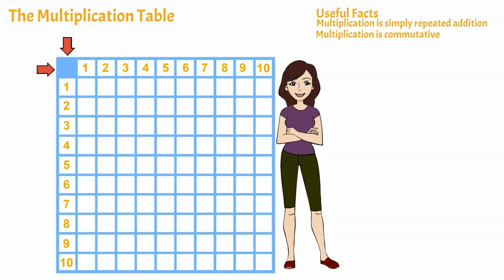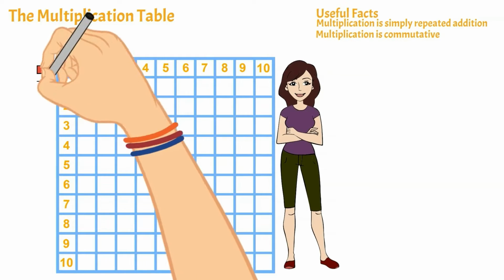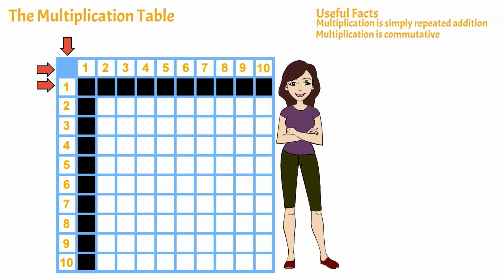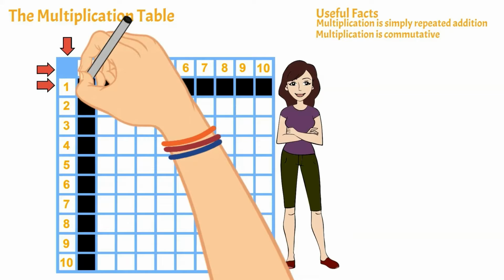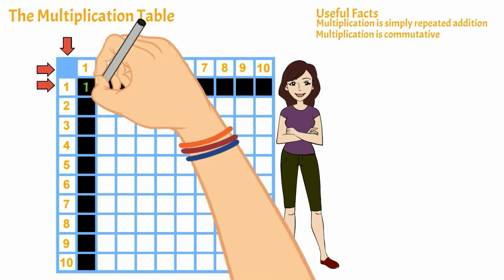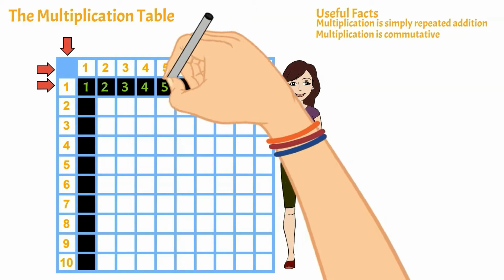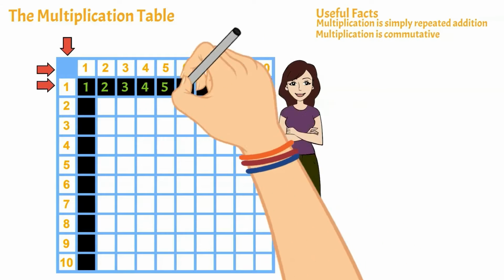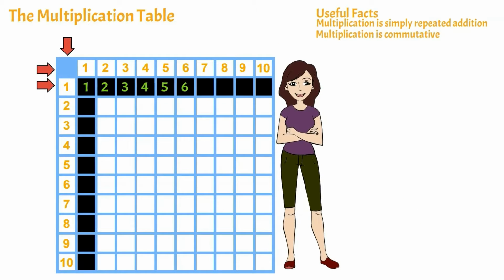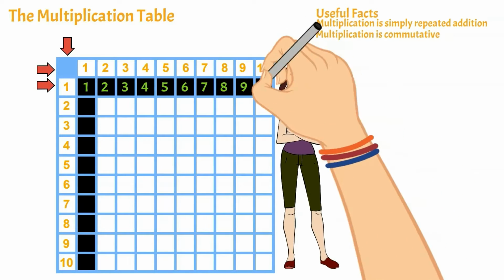Let us begin. Let us start with the easiest. Let us start with 1. 1 times 1 equals 1. 1 times 2 equals 2. 1 times 3 equals 3. 1 times 4 equals 4. 1 times 5 equals 5. 1 times 6 equals 6. 1 times 7 equals 7. 1 times 8 equals 8. 1 times 9 equals 9. 1 times 10 equals 10.